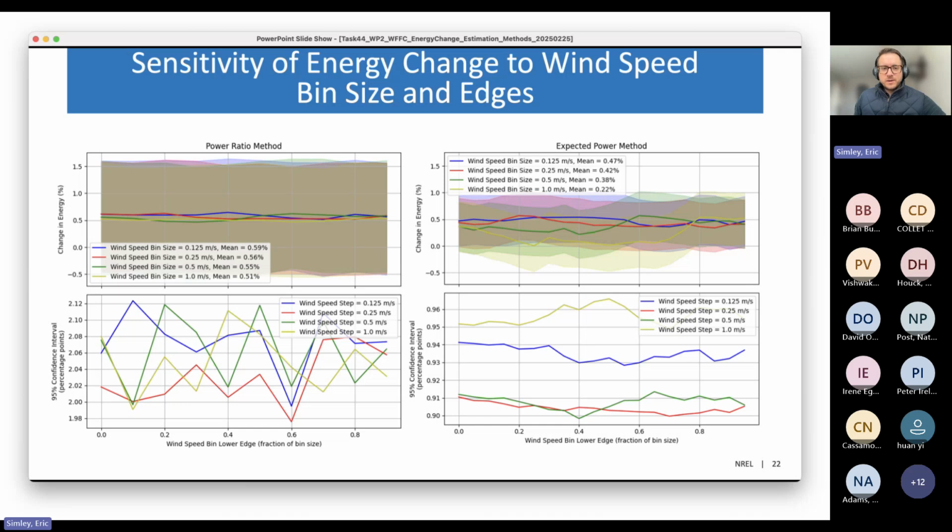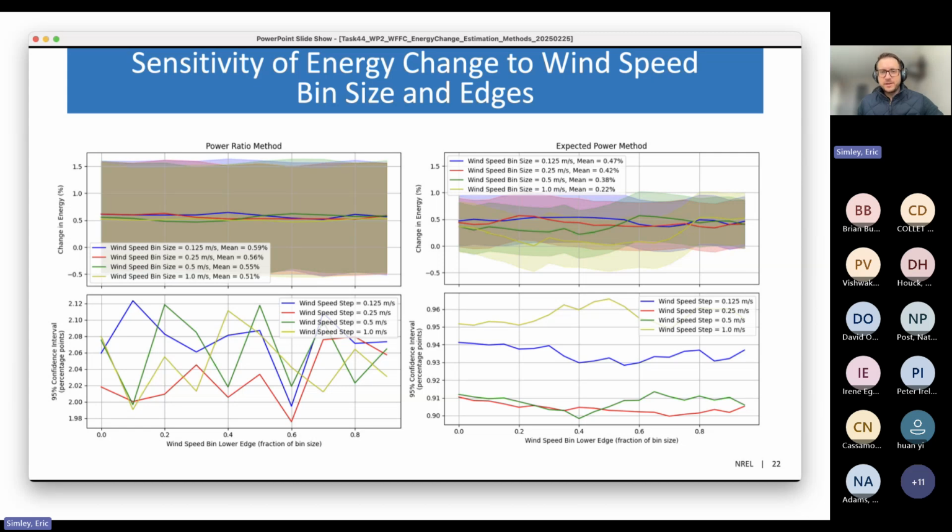And our hypothesis is that the power ratio method, since we're normalizing by the power of the reference turbines, when we bin the data, it's not quite as sensitive to what variety of wind conditions are represented in that bin, because we're already normalizing by the power of reference turbines that are experiencing similar wind conditions.